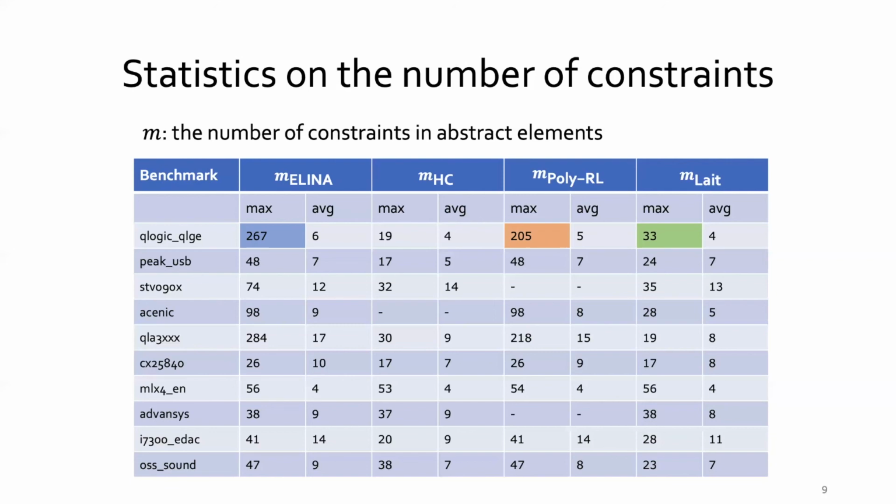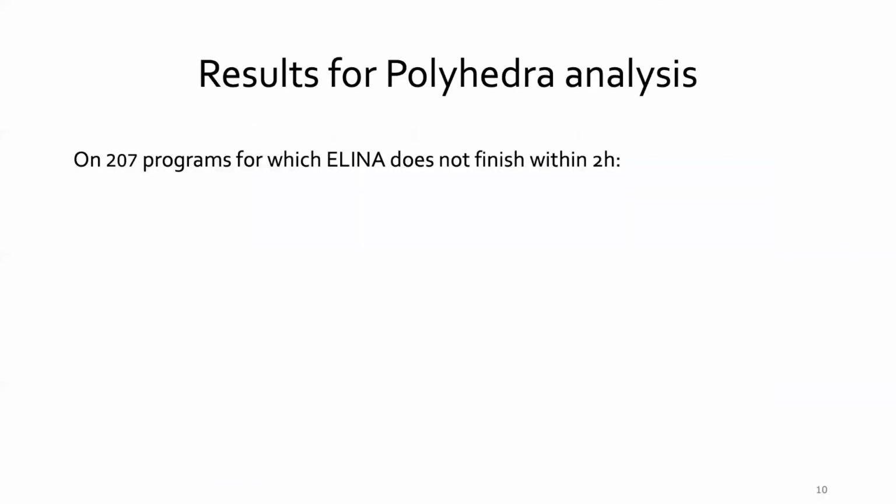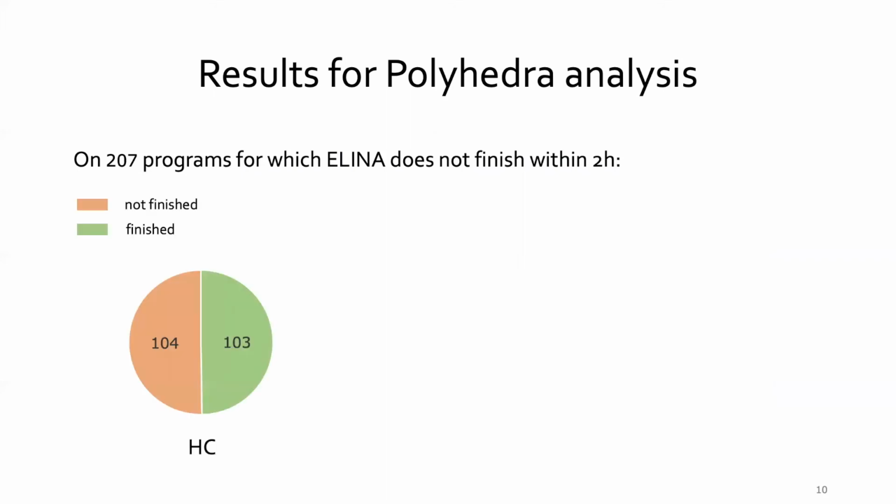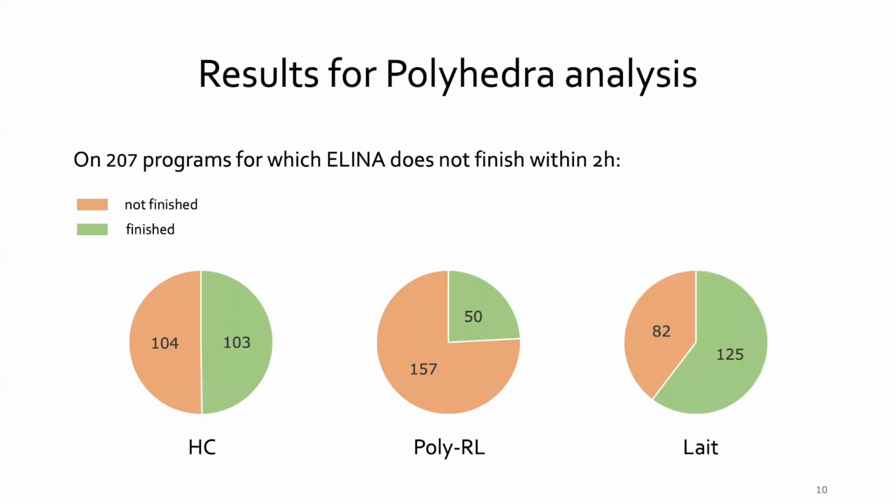Poly-RL does not reduce the number much, only giving a speedup of 4x. HC reduces the number even more than Lait. However, this leads to precision loss. We also run Lait on 207 programs for which ELINA timed out after 2 hours, to see whether Lait can push the limit of Polyhedra analysis. Over these 207 programs, HC finished 103, Poly-RL finished 50, and Lait finished 125, more and faster than HC and Poly-RL.